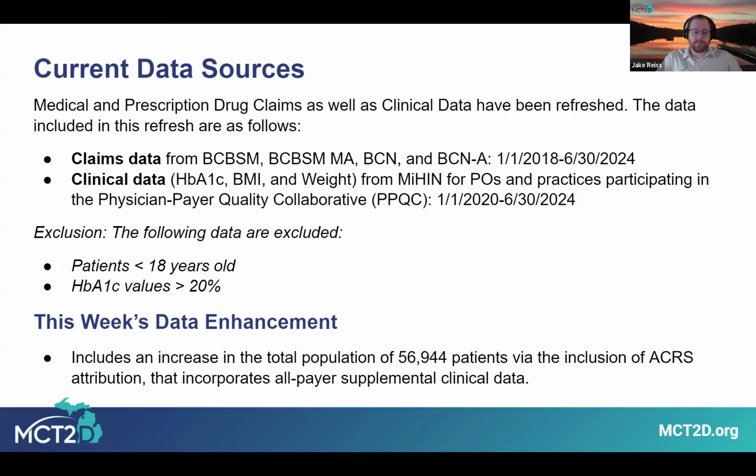So up until prior to this week, our data sources included claims from Blue Cross Blue Shield, BCBSM MA, Blue Care Network, and BCNA. That data was from 2018 through current, being June 30th of this year. And we also had clinical data, which included labs, biometrics, and other patient-specific information that was coming directly from the EMRs through MyHIN, through that flow that we just talked about. That data was also current through June, but only went back to 2020.